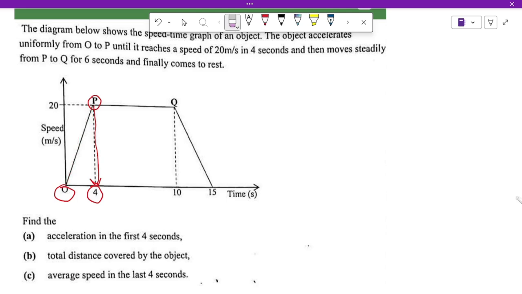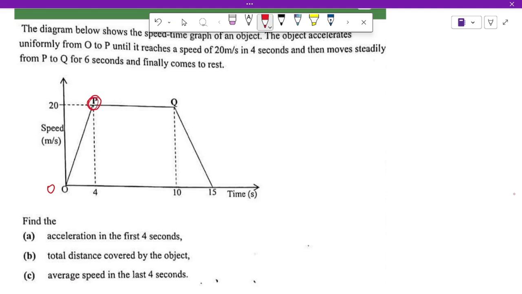Okay, and so this object started from rest. That is why it's starting from 0. Is this 0 or O? Anyway, we're supposed to have a 0 here, so we'll go with 0, since that's a neutral point. So it started from rest, moved up uniformly, so it was accelerating at a uniform speed, and then it got to this point.